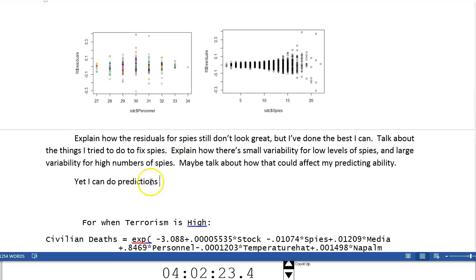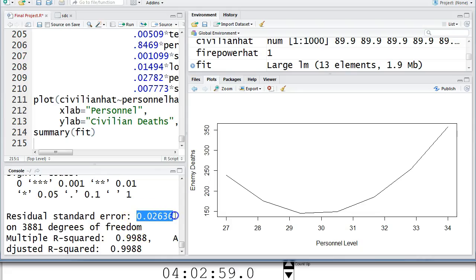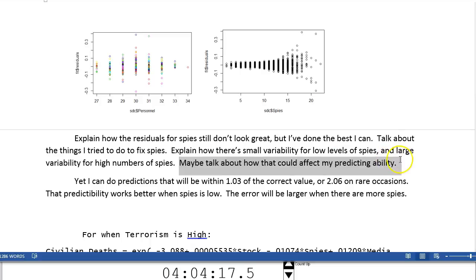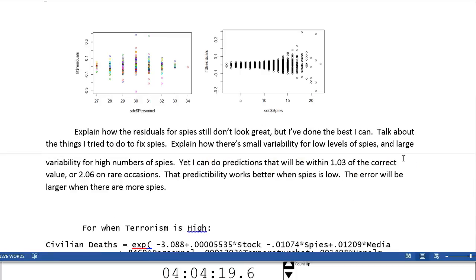For the civilian model, it's a little trickier because when you get this standard error of 0.026, that's for log civilians. The actual error in prediction is e to that power, so it's about 1.03, I guess, if I round. So this gives me a chance to actually do this. How's this going to affect my predictability?